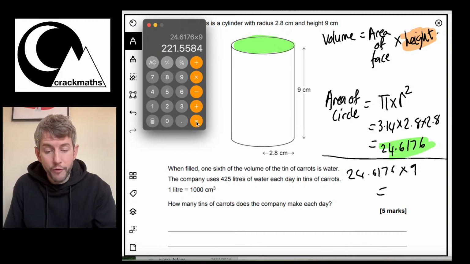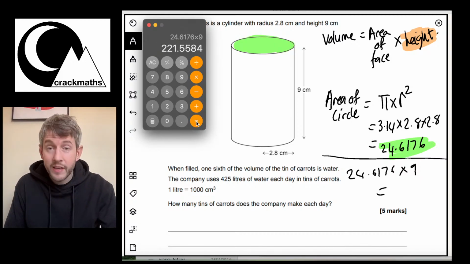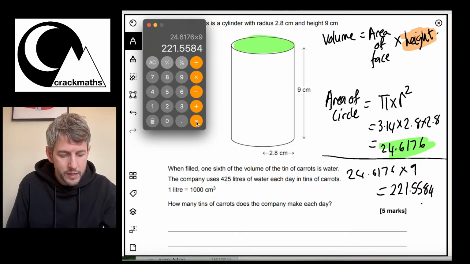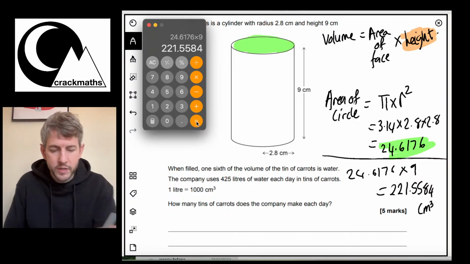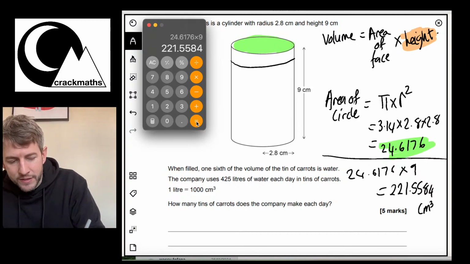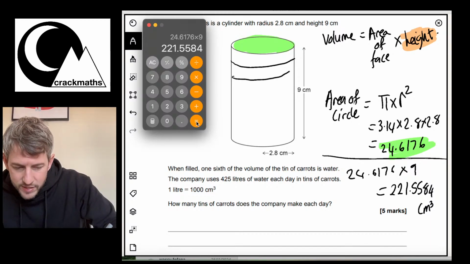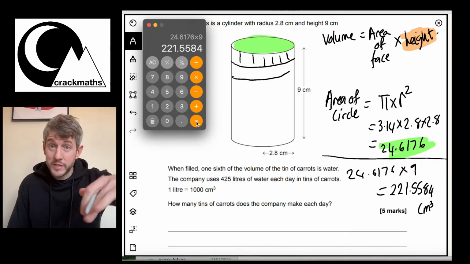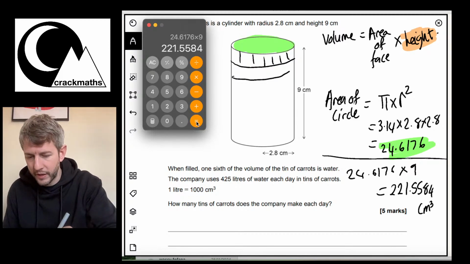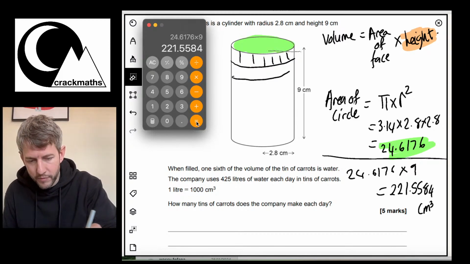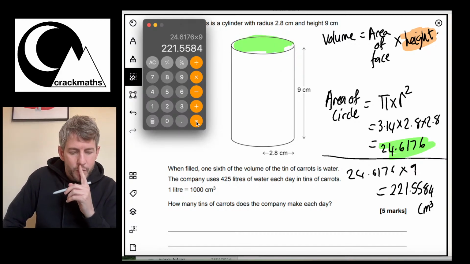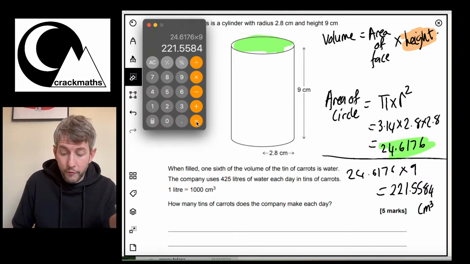So here we go, the volume of the tin is going to be 221.5584 centimetres cubed. So remember, that is if we had this 9 times and we turned all these into cubes. So that's how many cubes it would take going down. Okay, let me remove that drawing. Right, okay, so we now have the volume of the cylinder.